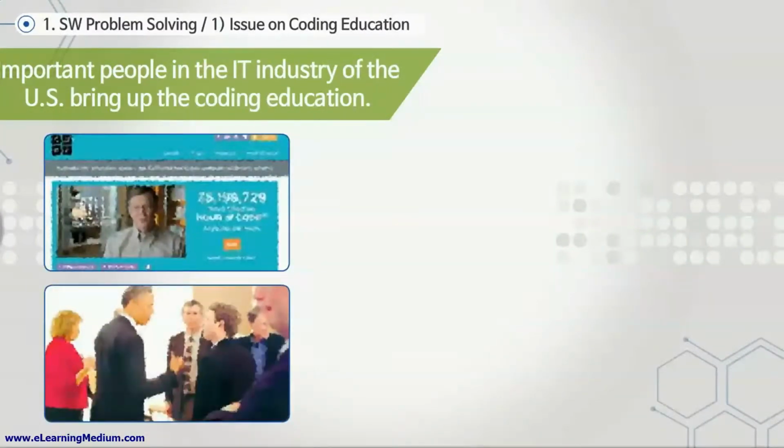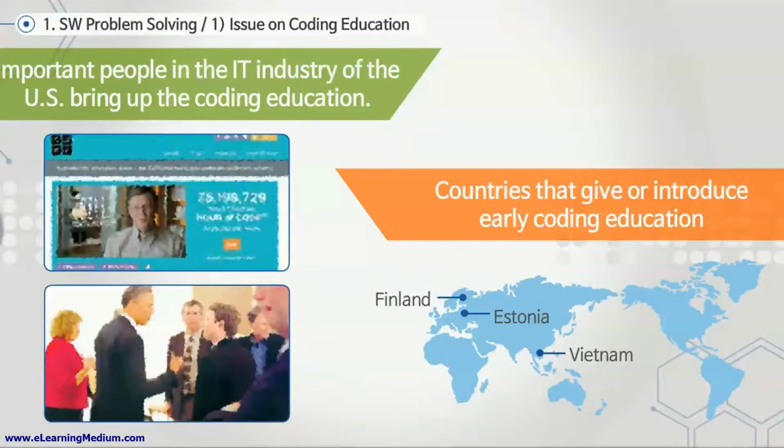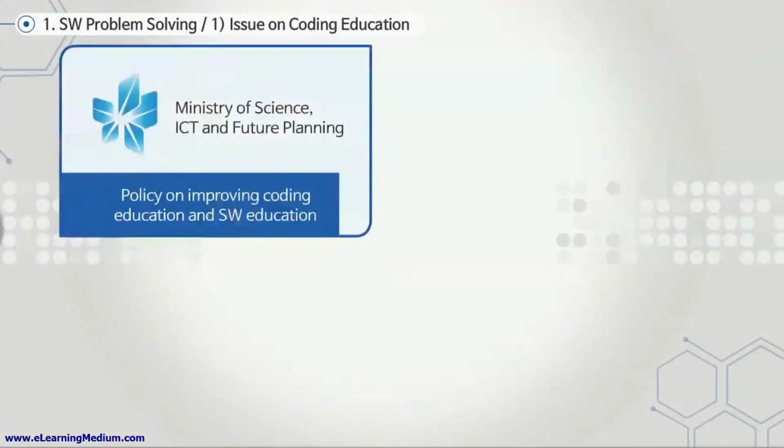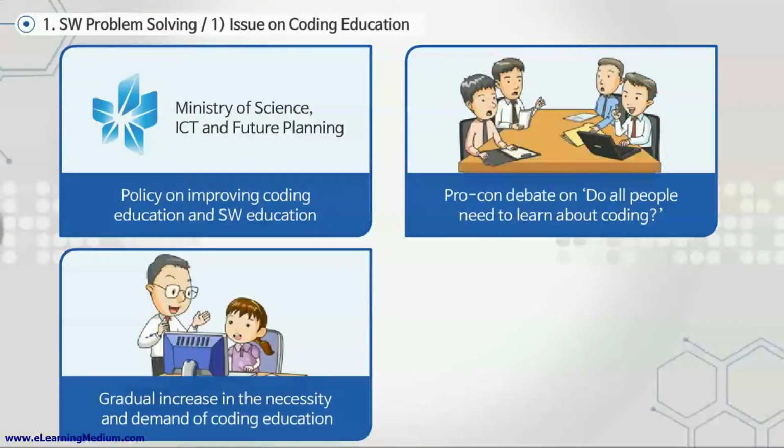In addition, important people in the IT industry of the U.S., including Bill Gates, bring up coding education. Currently, some nations like Finland, Estonia, and Vietnam give or introduce early coding education. Korean government caused controversy after the Ministry of Science, ICT, and Future Planning said it would strengthen software education, including coding education. As there are pro-con debates on whether all people need to learn about coding, the clear thing is the necessity and demand of coding education will increase continuously.